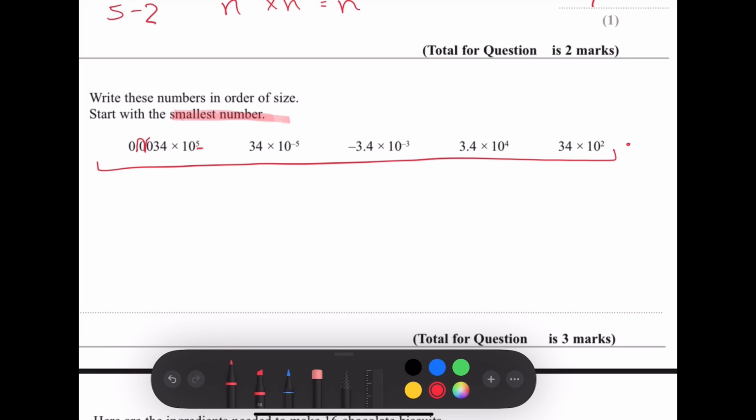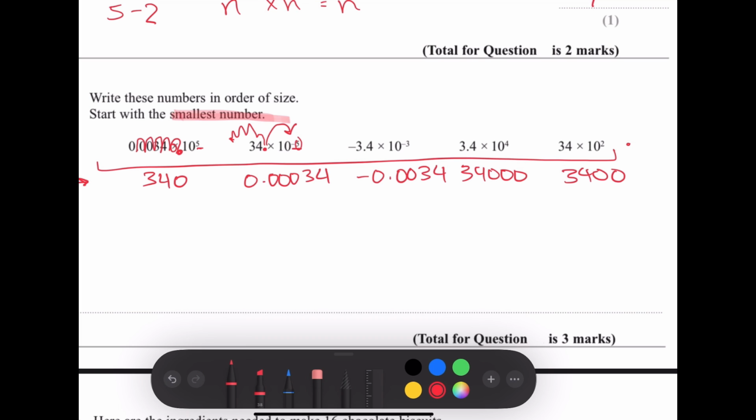So if we put 5, this would go 1, 2, 3, 4, 5. So now we're doing the decimal spot. So that's 340. See over here, it is minus 5. Wherever the decimal is, if it's minus, you go back by however much the number on the top is. If it's positive, you go the other way. So if you do that, we see that this is 0.00034. This one will be 34,000. This is 33,400.